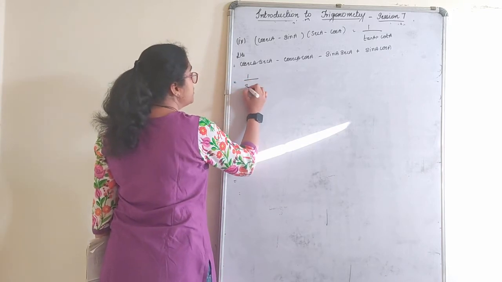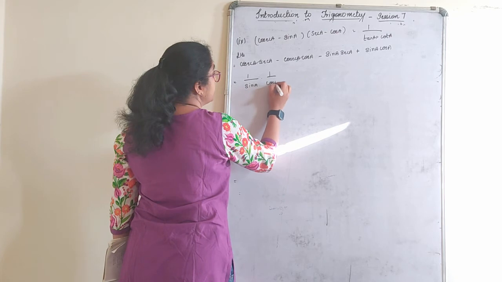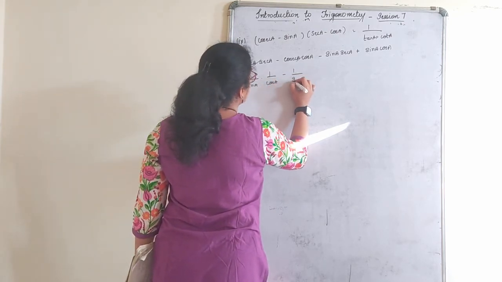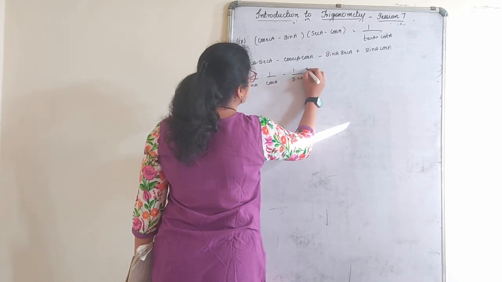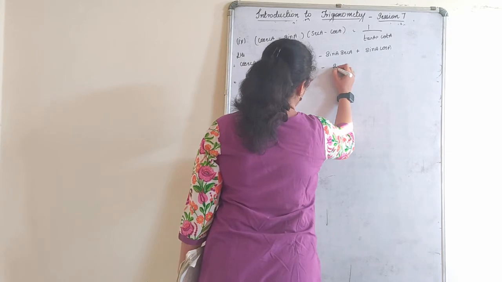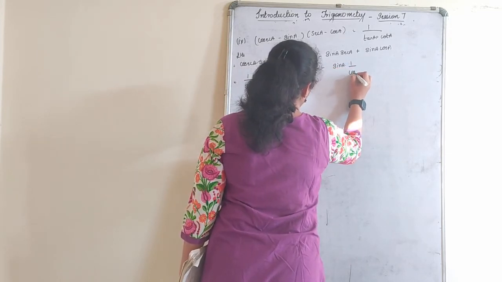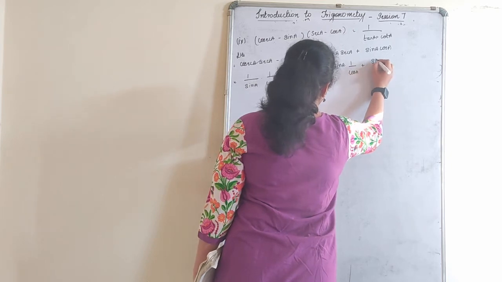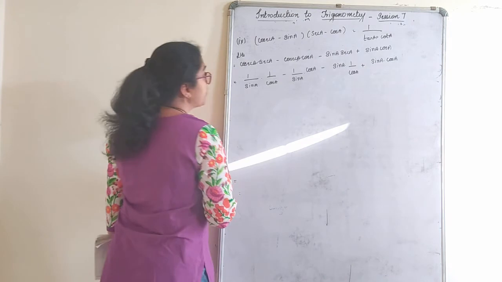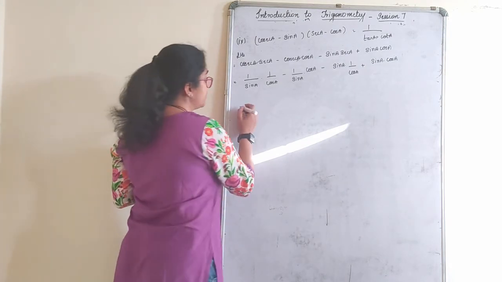Substitute 1 upon sin A, 1 upon cos A, 1 upon sin A into cos A, minus sin A upon 1 upon cos A, plus sin A cos A. Okay, so instead of directly arriving at tan A, take the LCM first of all here.